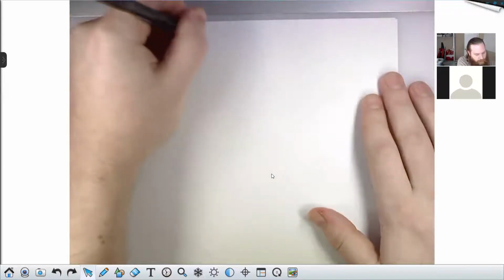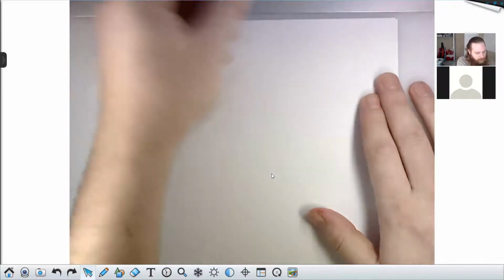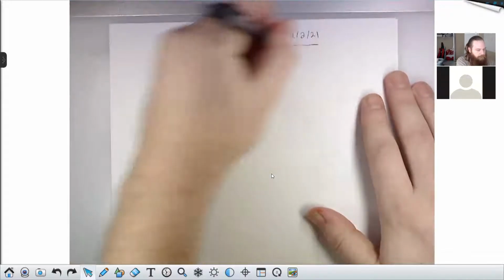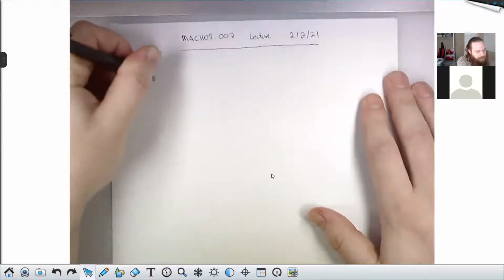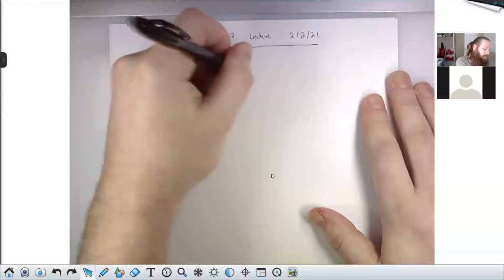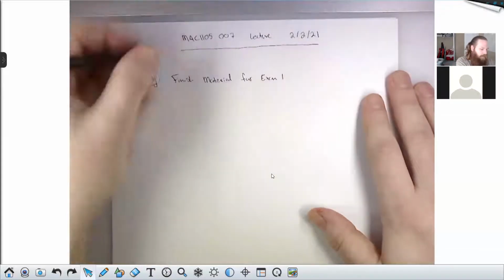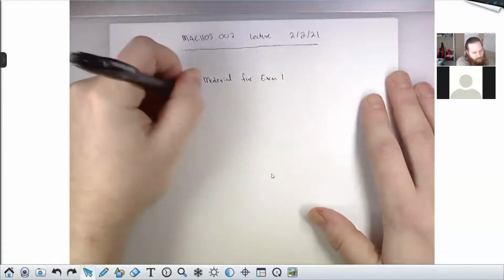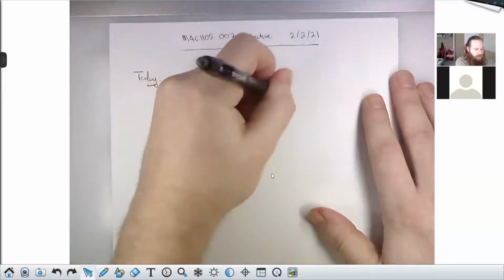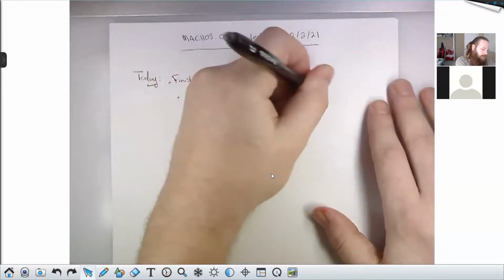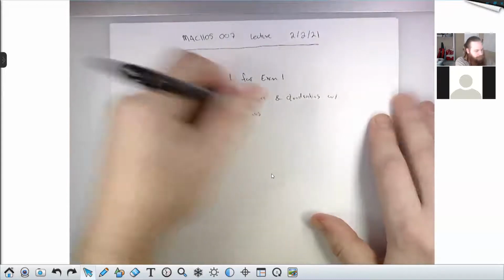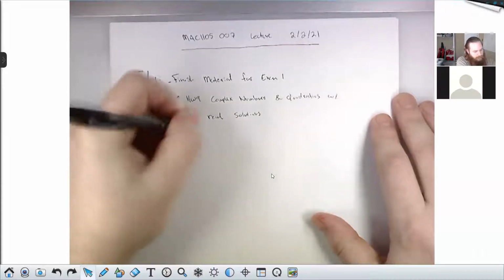So this is MAC1105, section 007. It's a lecture, and today is the second. Today we finish the material for exam one. Namely, it's homework 9 on complex numbers and quadratics with no real solutions. And that's it. And we'll talk a little bit about the test.